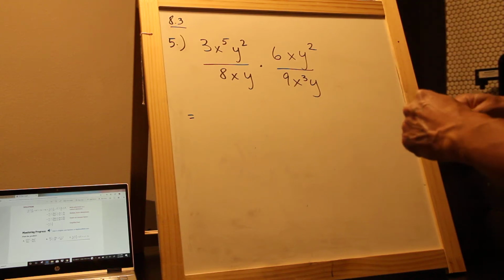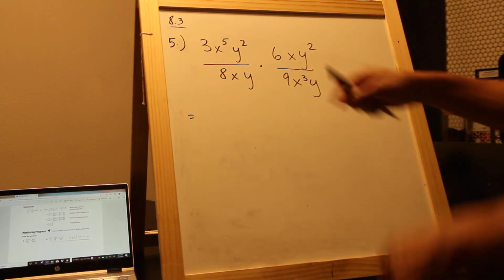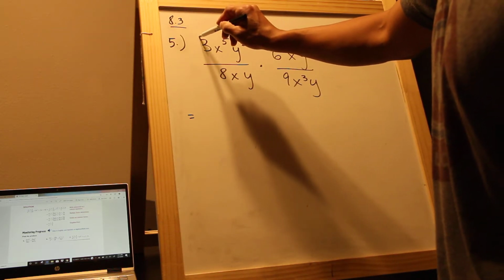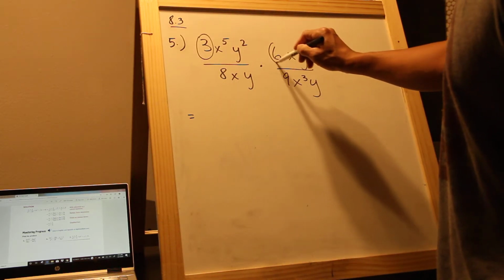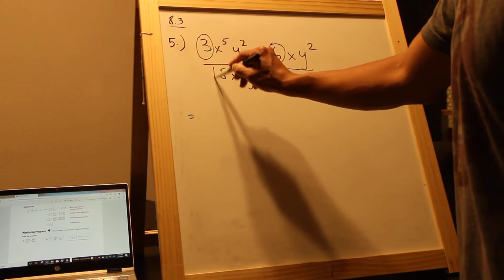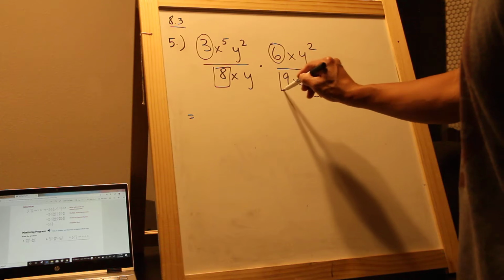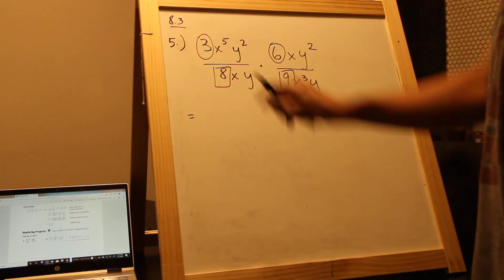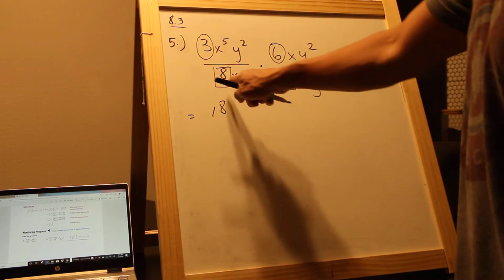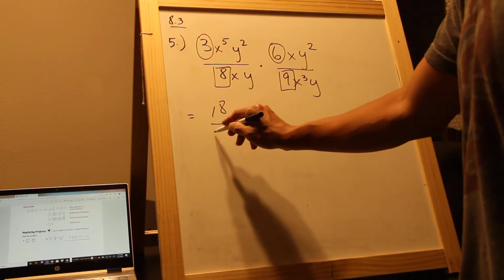So to begin here, I'm going to multiply my coefficients together. You notice I circled my first 2 coefficients on top and my 2 coefficients at the bottom here. So we're going to multiply these 2 together. 3 times 6 gives me 18. 8 times 9 gives me 72.